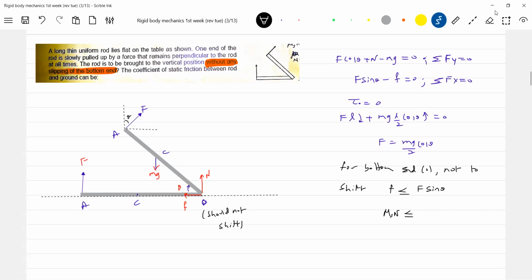Less, sir. Greater now, sir. If it is greater, slipping will occur, no? Friction should not be greater than limiting friction. Am I right? Limiting friction should be greater than the F sin theta force. Then static friction will start. See, the frictional force which is acting, if it is less than limiting, okay, because the static friction is there, it can adjust this particular value. But if this F sin theta becomes greater than this limiting friction, slipping will occur at point O. So therefore the limiting friction should be less than F sin theta.